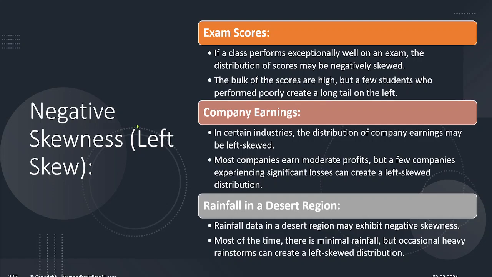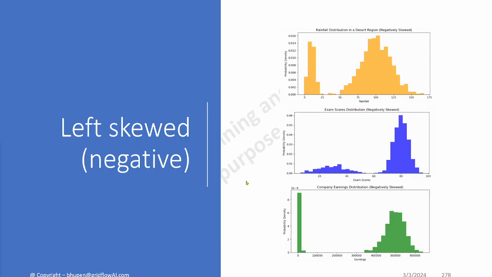So just the opposite. Where the opposite can happen, an example is if the entire class performs exceptionally well, and a few students perform poorly. That's the example of the opposite. Company earnings in certain industries may be less skewed. Most companies can do well, with a moderate profit, but a few companies can be experiencing a low profit or a loss.